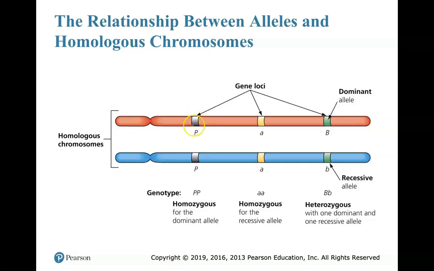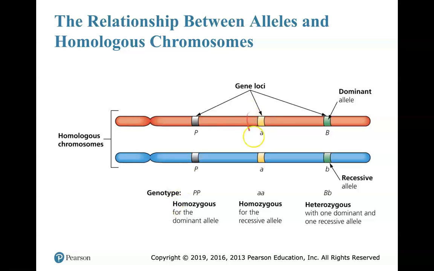It looks like that gene encodes for this allele, P. I don't know what it is. Let's call it hair color. And so there's an uppercase P allele for that hair color. And then down here, there's also an uppercase P allele for this hair color example that I'm giving you guys. This is going to be, again, a homozygous individual because they have the same allele in those homologous chromosomes. In fact, they're homozygous for the dominant allele.